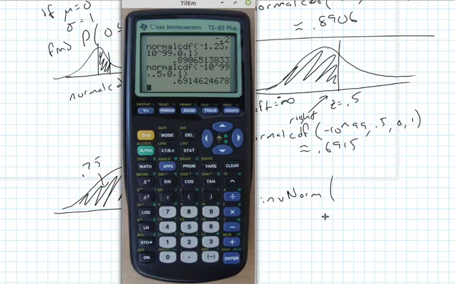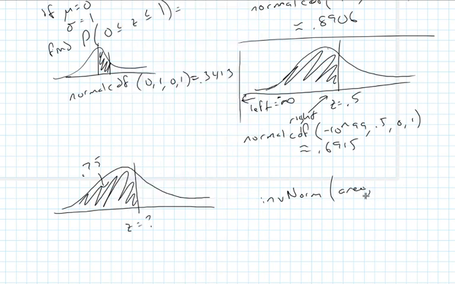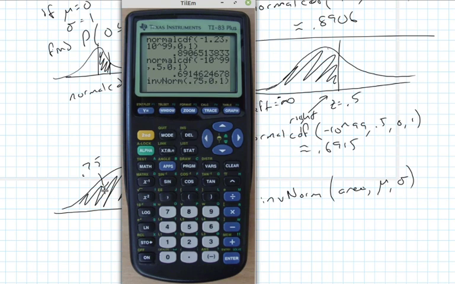So inverse norm on the calculator, I think it's the next entry. Yeah, inverse norm, right after the CDF. So we'll do inverse norm, and then I'll go ahead and enter the area to the left, my mean, and my standard deviation. So that's how I'm going to use inverse norm. The area to the left, in this case, I'm saying the probability of getting a value less than z should be 0.75, which means the area to the left should be 0.75. And since I'm saying z, that means my mean is 0 and my standard deviation is 1.